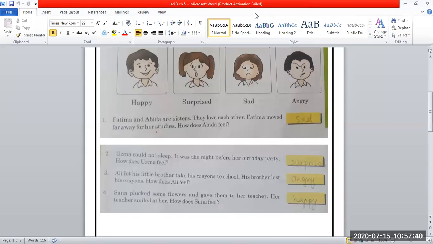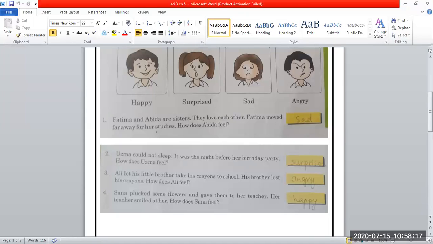Okay, good students, moving forward to page number 38. The second situation is this: Usma could not sleep. It was the night before her birthday party. How does Usma feel? Usma cannot sleep at night because tomorrow is her birthday and tonight she is not sleeping. Because of that, how is Usma feeling? Happy, surprised, sad or angry?